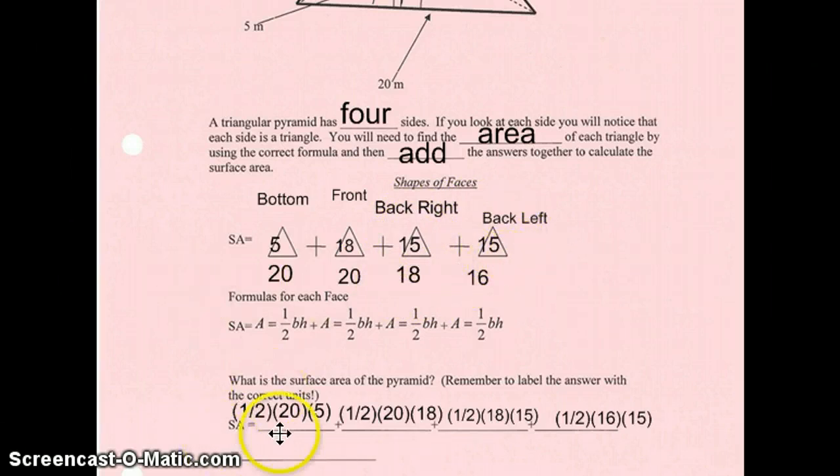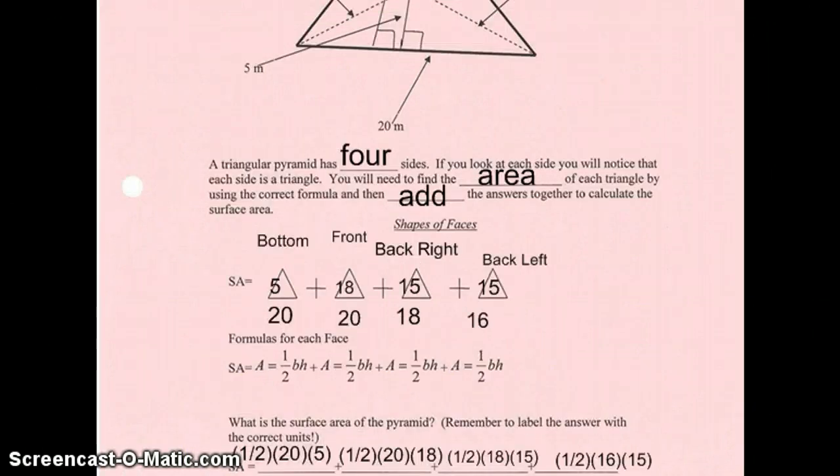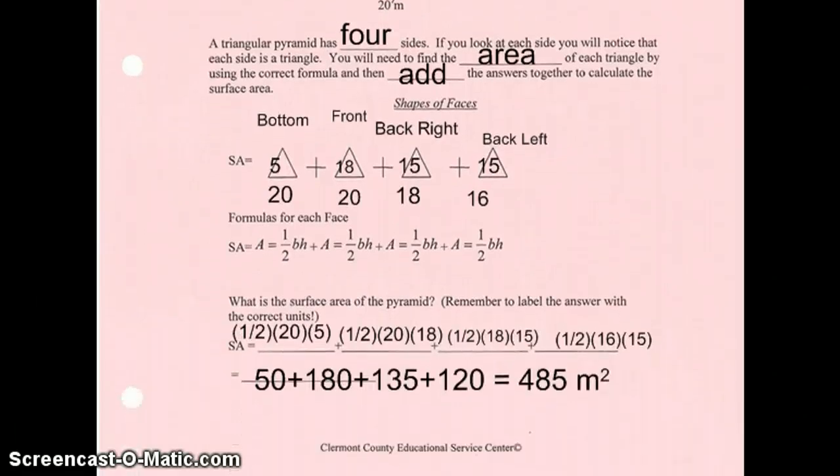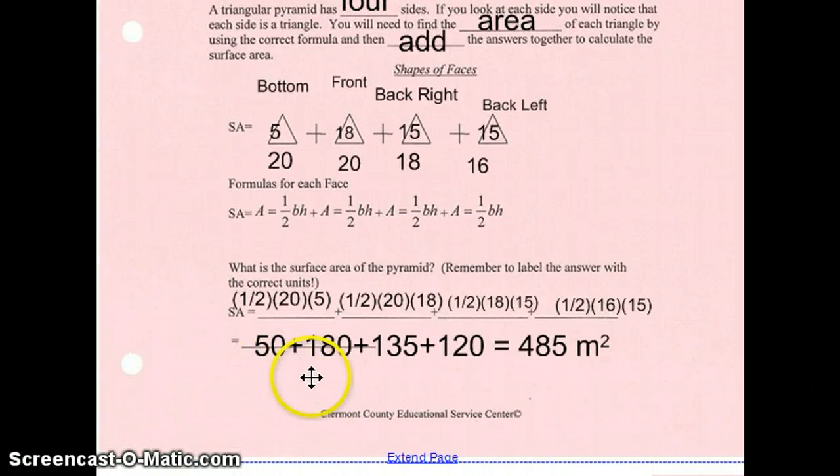So we take 1/2 times base times height for each of these triangles, we will get the surface area. So take some time right now to calculate that out and then add them together to find your surface area. The total surface area would be 50 plus 180 plus 135 plus 120, which equals 485 square meters.